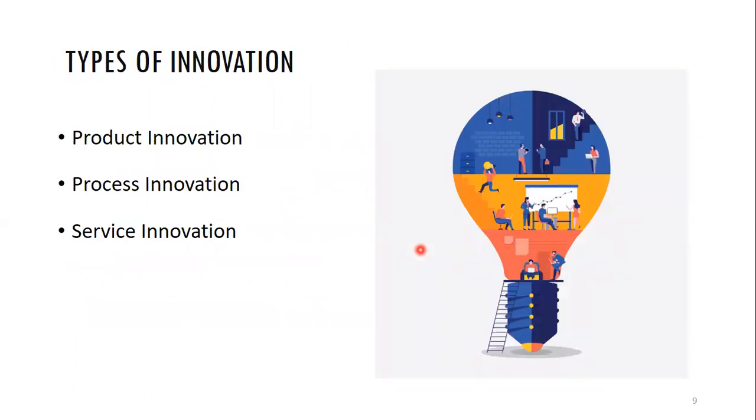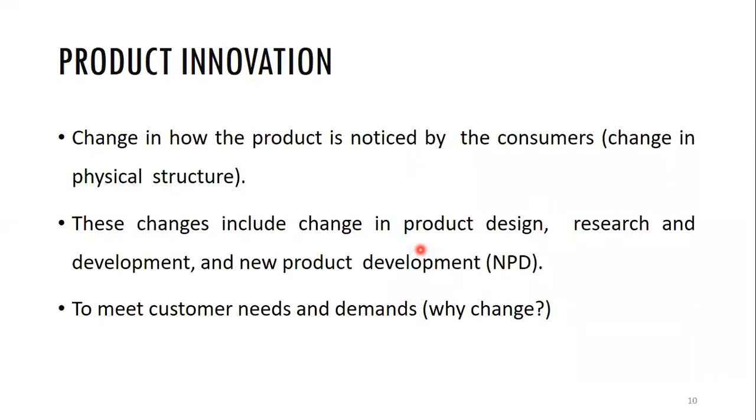Let's talk about different types of innovation. We can divide the types of innovation into three based on the outcomes. The first one is product innovation. The second one is process innovation. And the third one is service innovation. So first, let's talk about product innovation.